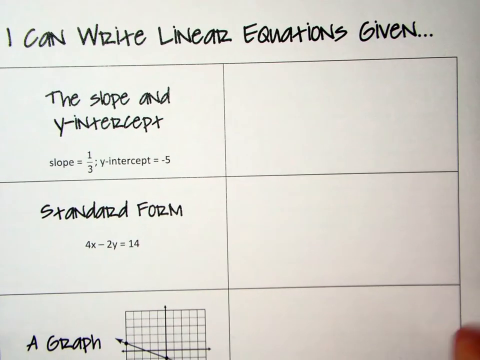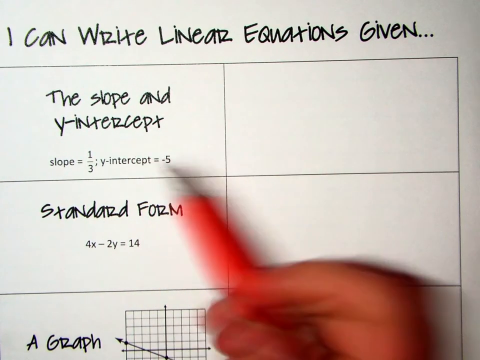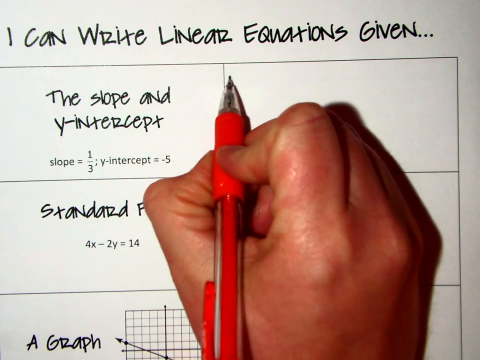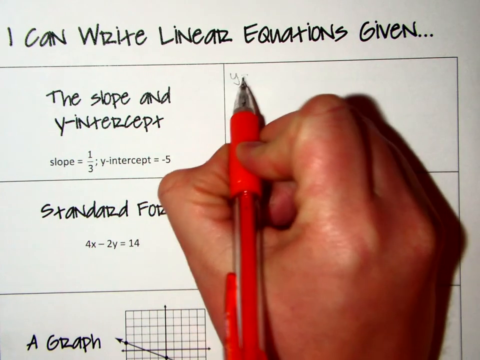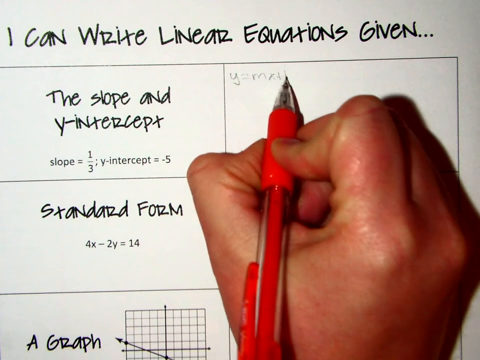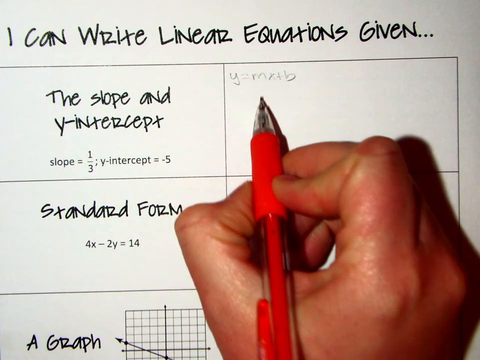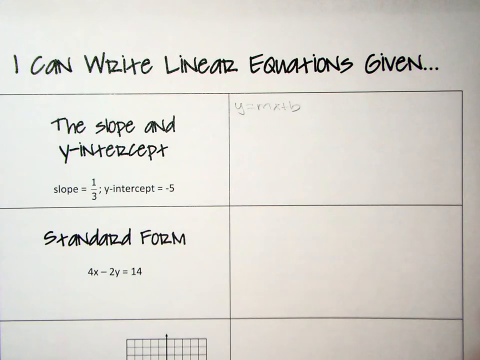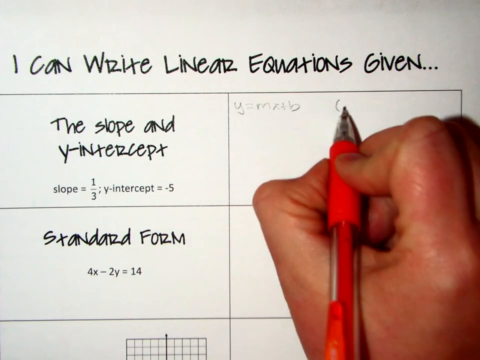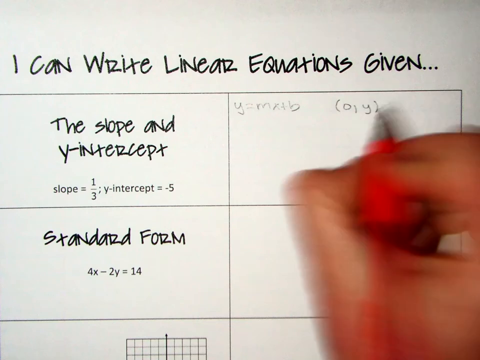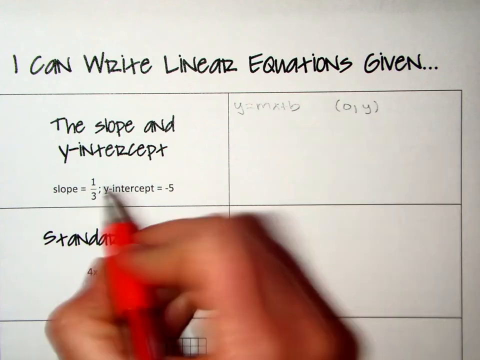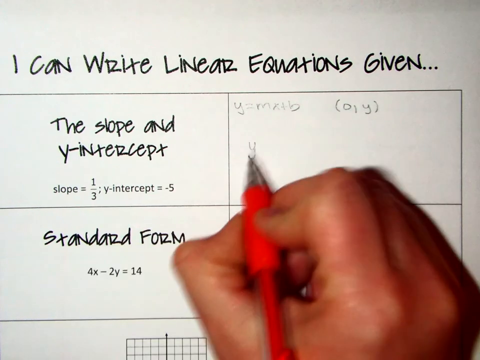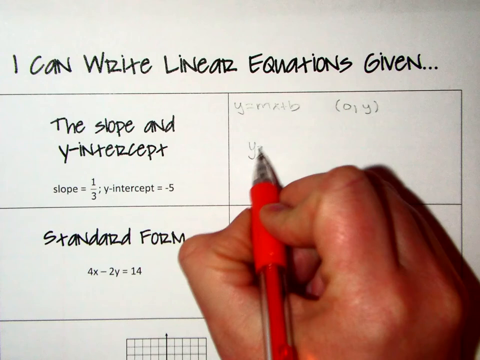So when you are given a slope and the y-intercept, the easiest way to write that out is using slope-intercept form, which is y equals mx plus b. M is your slope, and b is your y-intercept. Y-intercept can also be written as 0, any y value. Given the slope, you go y equals 1/3 minus 5.